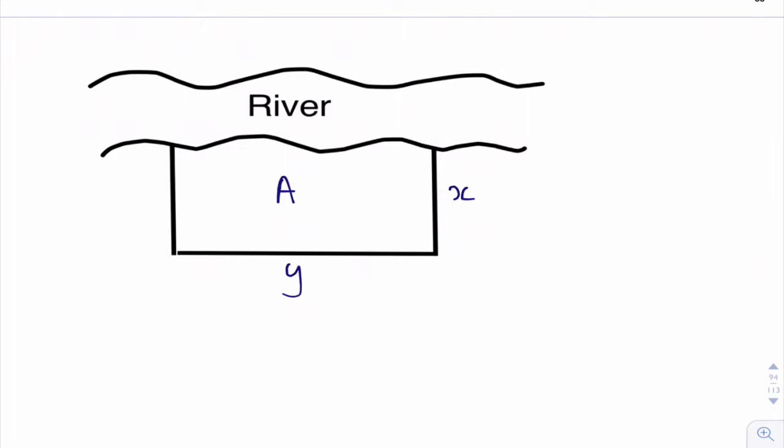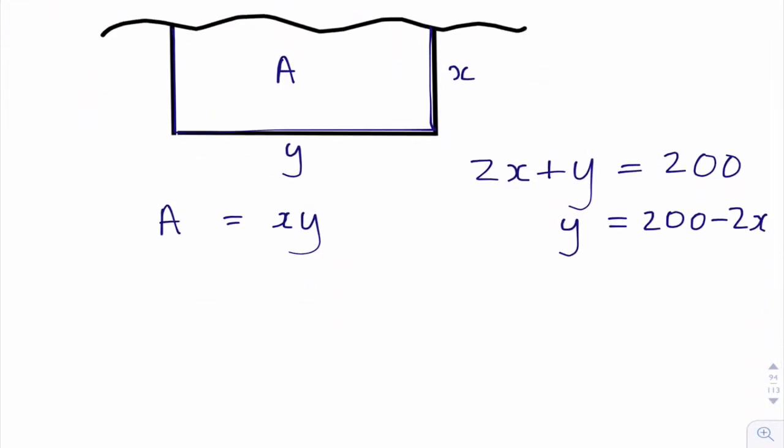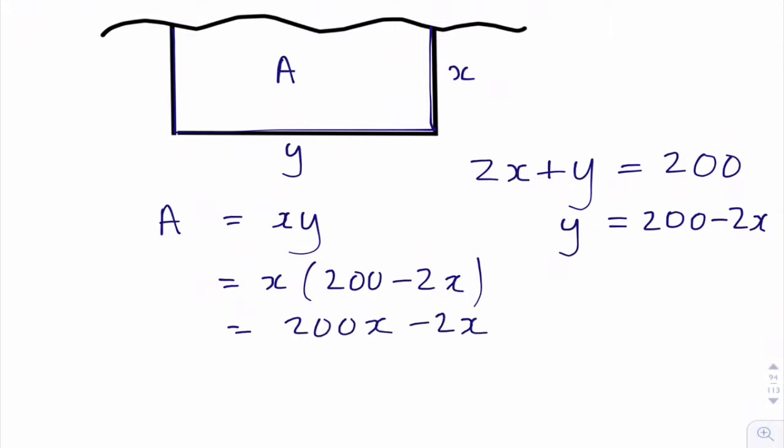So let's go through the steps. The maximum area here, again, is x times y. In this case, we know 2x plus y is 200. We have 200 meters of fencing. So this plus this plus this has got to add to 200. Following the steps, y is 200 minus 2x. So then our area is x times (200 minus 2x), which is 200x minus 2x squared.